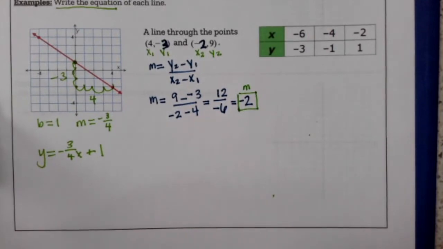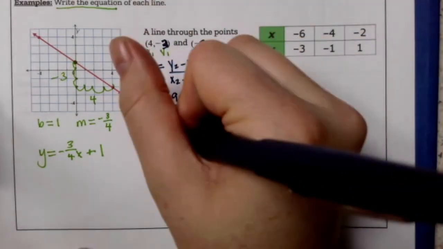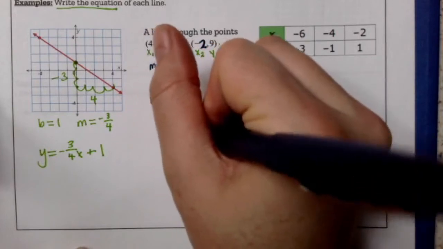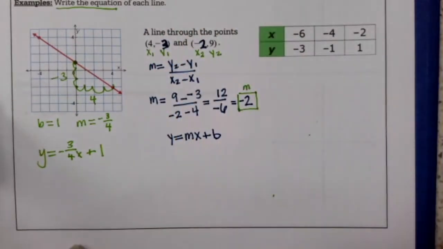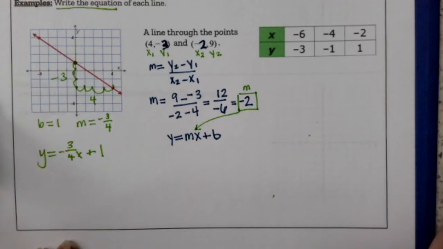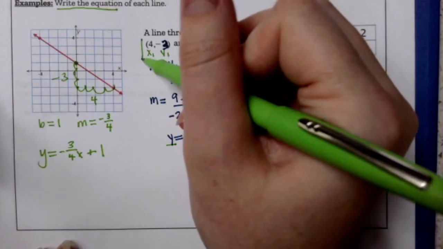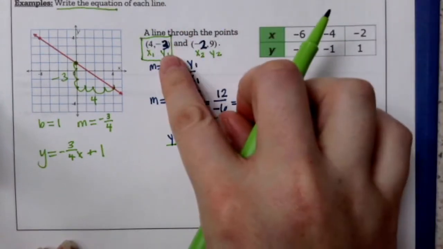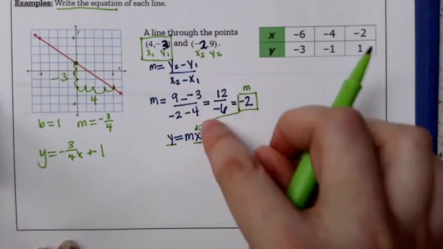So I found m, and now I need to find b. And I can either find b from the graph, or I can use the equation. Since I don't have a graph, I'm going to use the equation y equals mx plus b. And I have my m here that I'm going to plug in. And my x and my y are going to come from one of these points. You can choose this point or this one. You'll get the same answer either way.